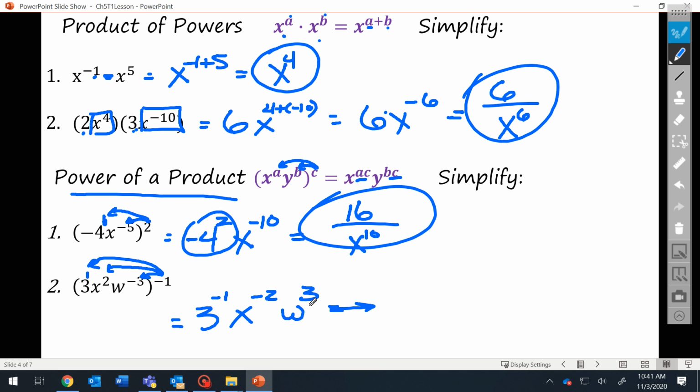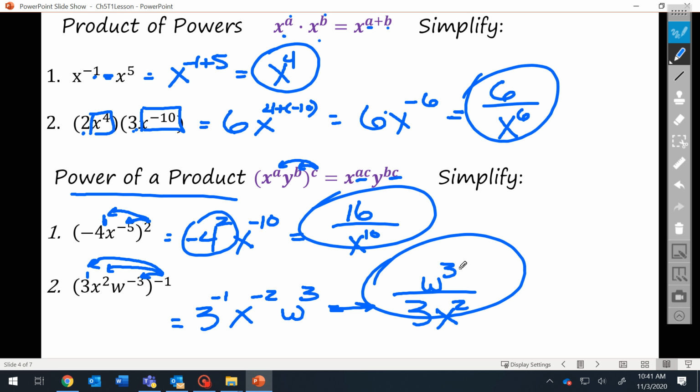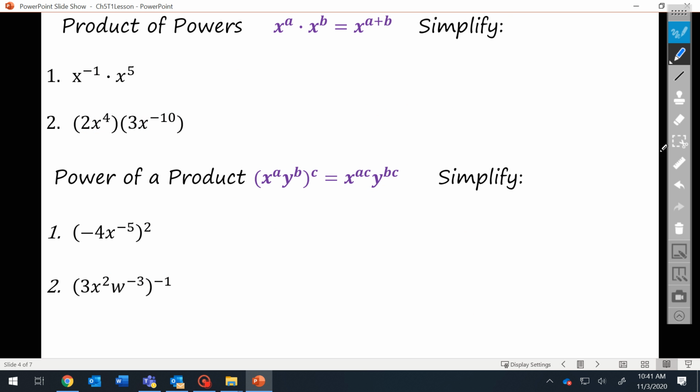All right, well, some of this needs to be fixed because we have negative exponents, so the 3 is going to have to go to the denominator, and the x to the second, to make it positive. The w to the third is still in the numerator. So we have w cubed over 3x squared. We no longer need the 1. It becomes a positive 1 here, but we no longer need it. So we can leave it invisible. So that's product of powers and power of a product property.